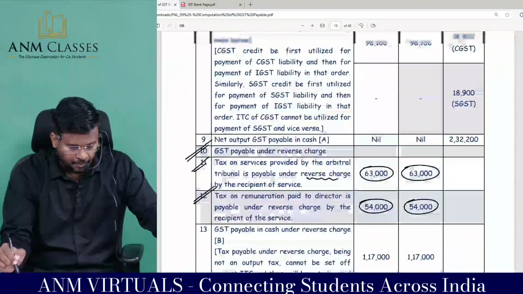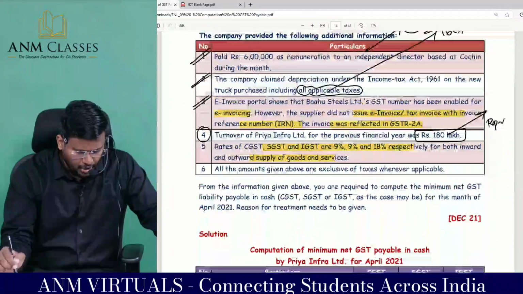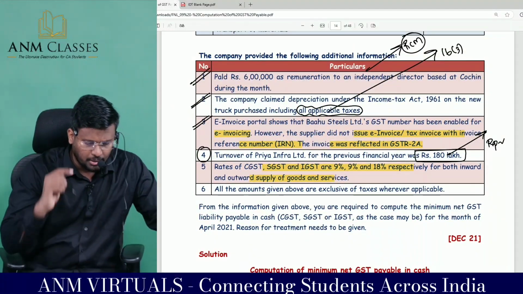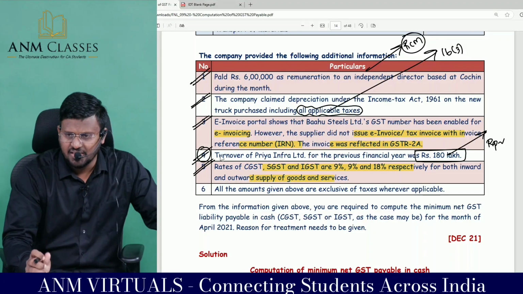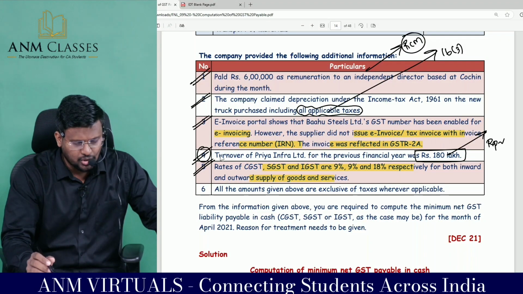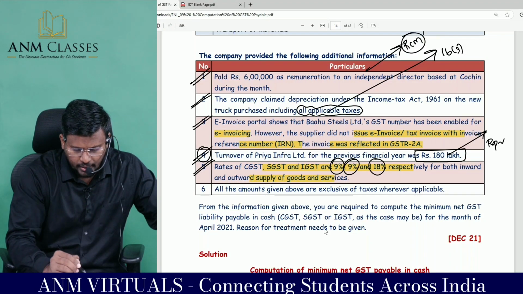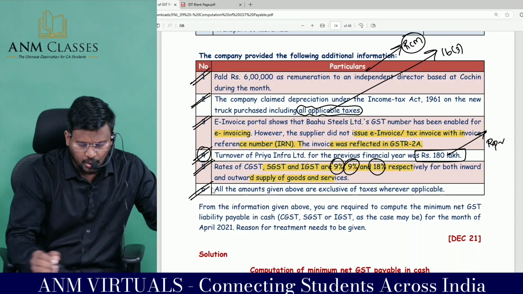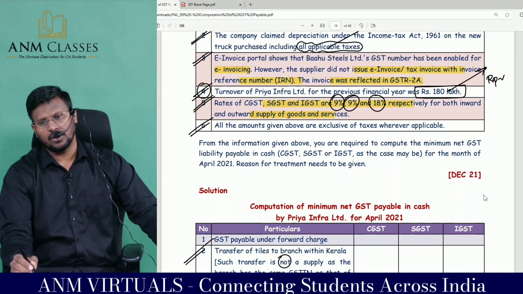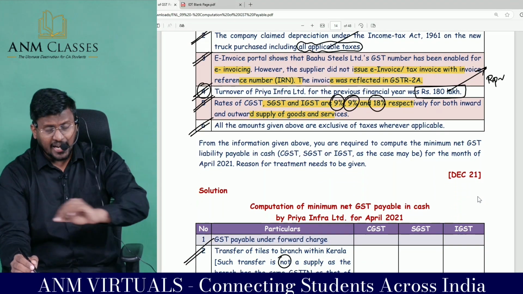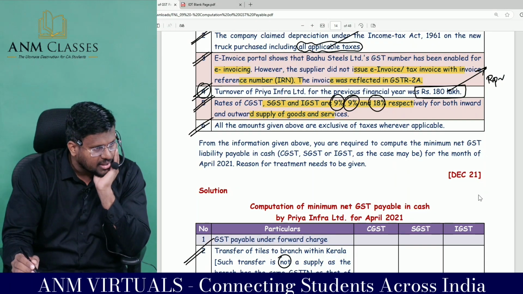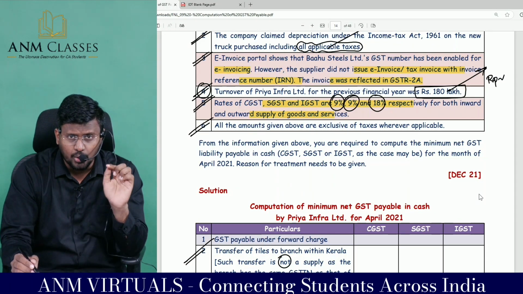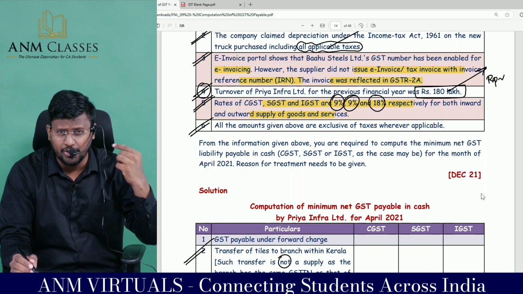Comfortable, sir? Is there any other point we will be checking in the notes? We have read note number 2, note number 3, even note number 4 also. The rate of CGST and SGST, that is the first note we have read. Based on that only, we have calculated everything. All the amounts given above are exclusive of applicable taxes. I hope you are able to appreciate these points and connect with the provisions.